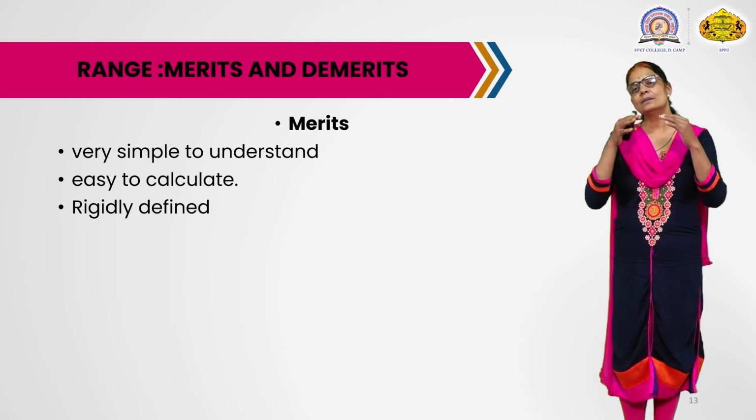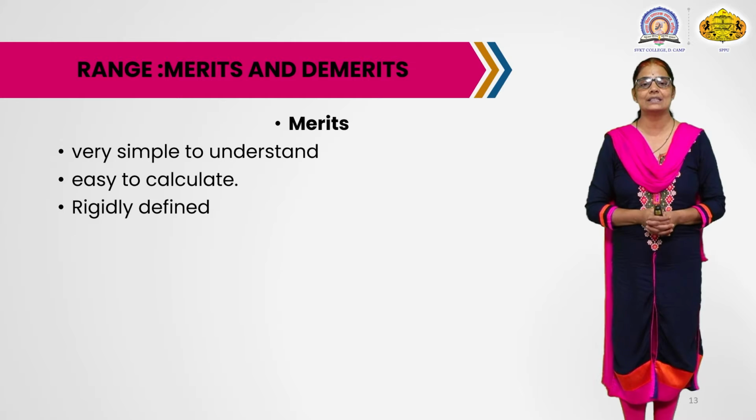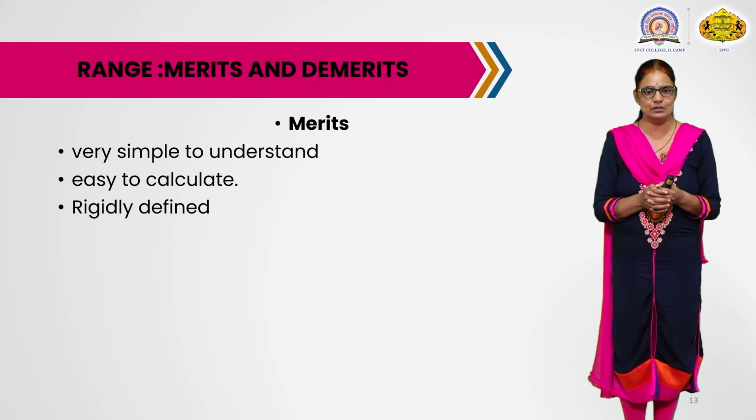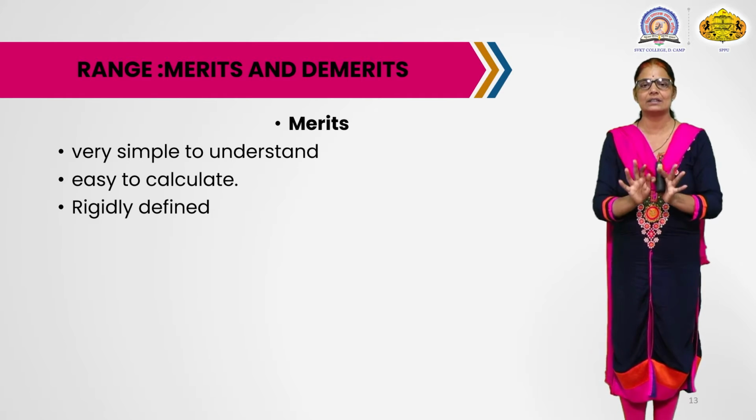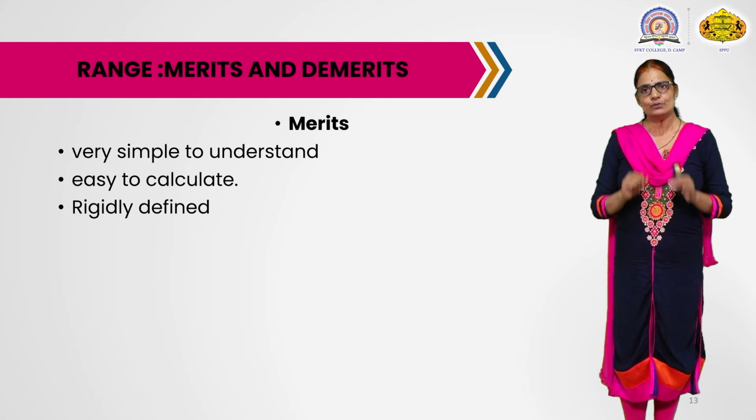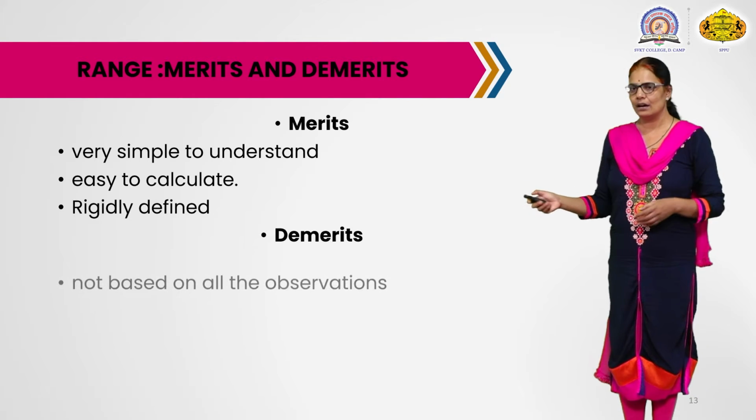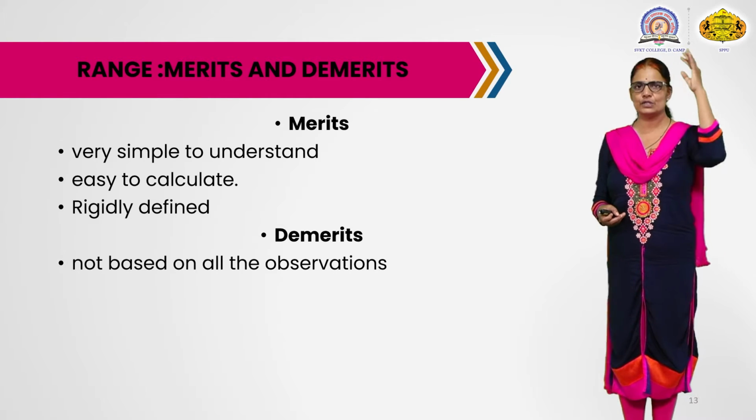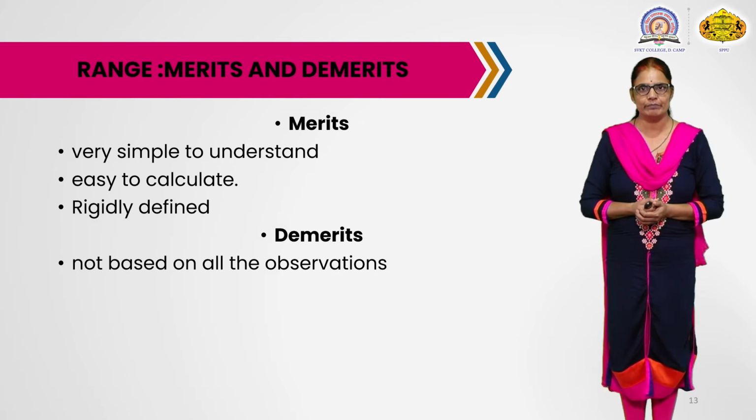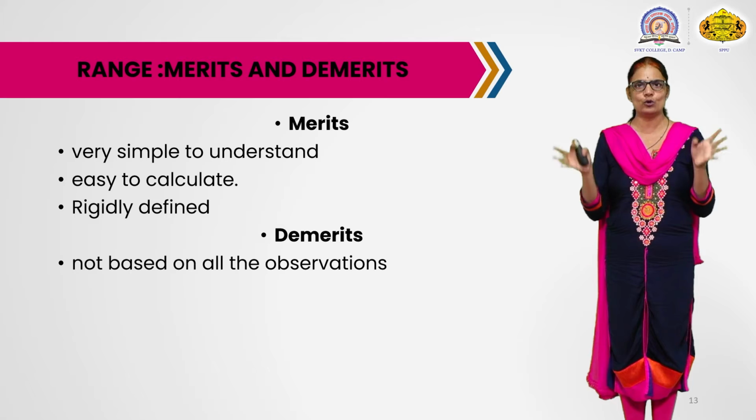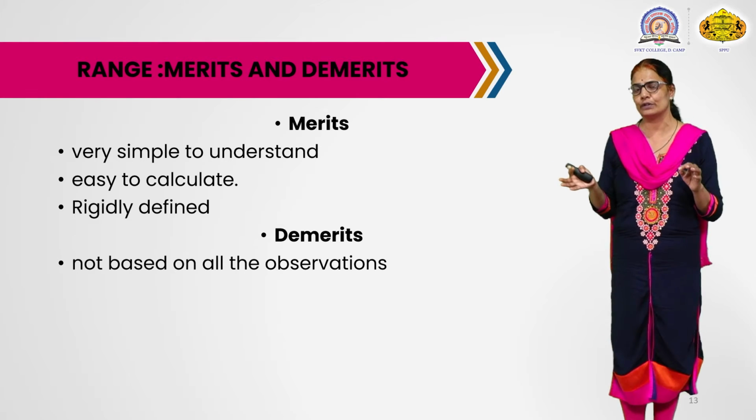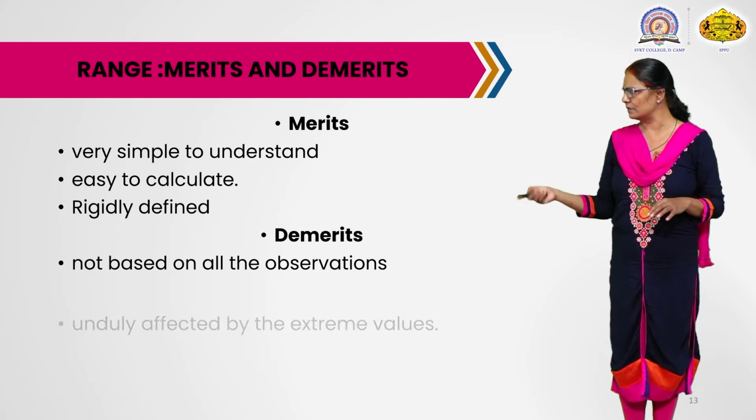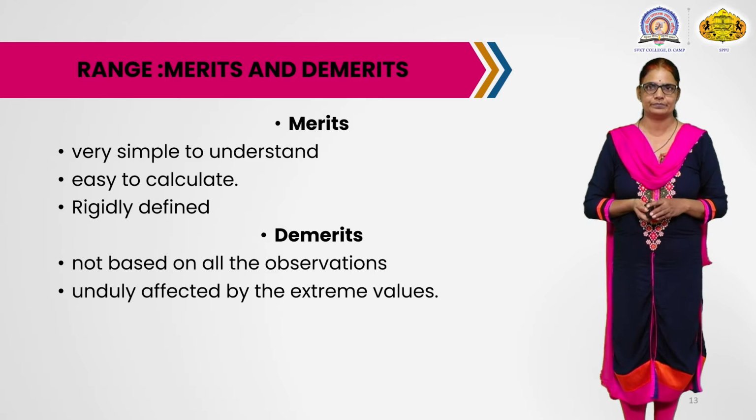But it has some demerits also. So what are those demerits? If you write the definition of range carefully, you can automatically understand the demerits. The first demerit is that by definition, the largest observation minus the smallest observation is the range of the given series or the given data. That is, it only depends on two observations, the largest one and the smallest one. That is, it does not depend on all the observations of the given series. This is one demerit of the range.